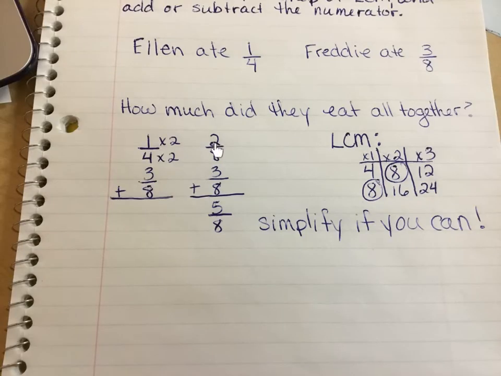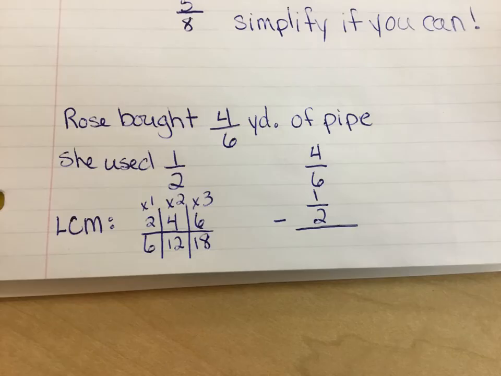Then I'm going to think, okay, 2 up top, 3 up top, 2 plus 3 is 5, and then I'm all done. Sometimes you're going to get a bigger number on top than you do on bottom. You should always try to simplify. We've been working a lot with mixed numbers to improper fractions and improper fractions to mixed numbers. You should be able to handle that. So the process is going to be the same if we're going to do subtraction.